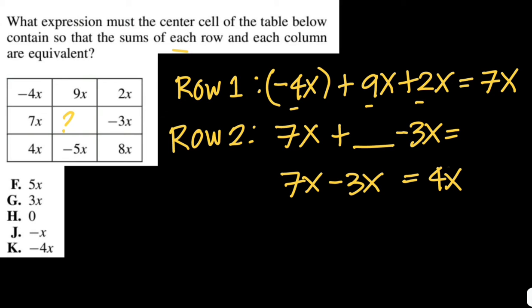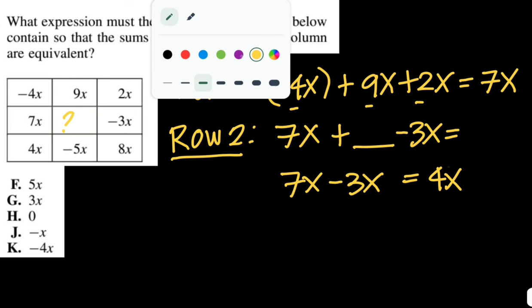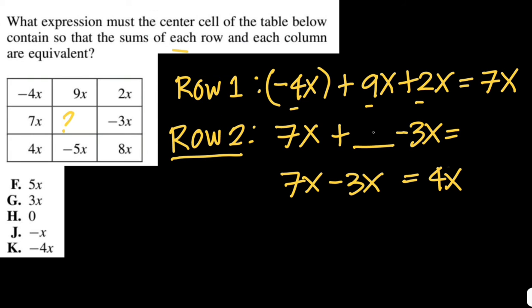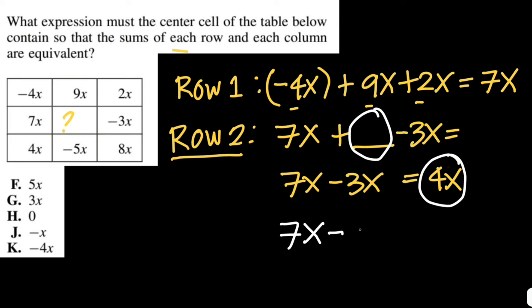And it is given that the sum of the rows is equivalent, so the sum of the terms in row 2 should also be equal to 7x. But then we have one term that is missing here, and when we add up 7x and negative 3x, that would result to 4x. So that means we just have to subtract 4x from 7x, and this would give us 3x. Therefore, the missing term here is 3x. So the answer here is letter G.